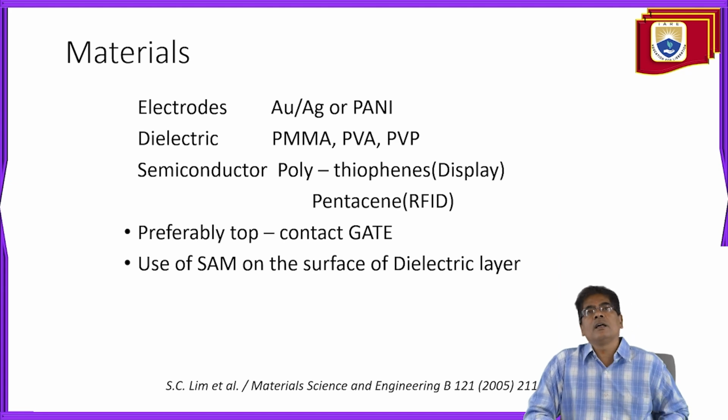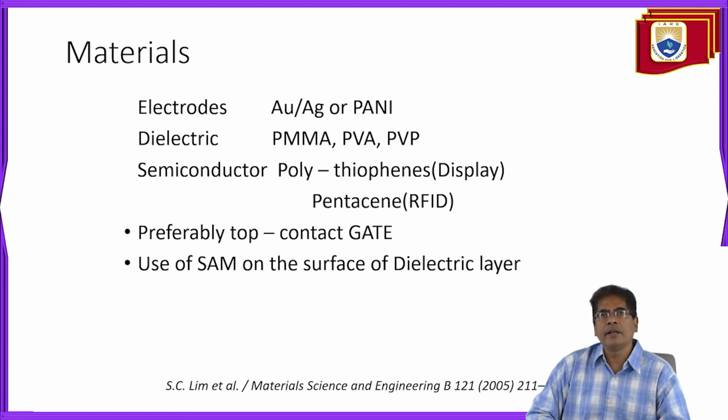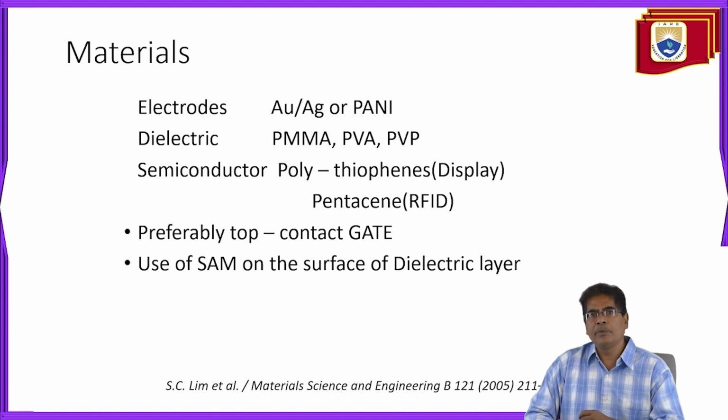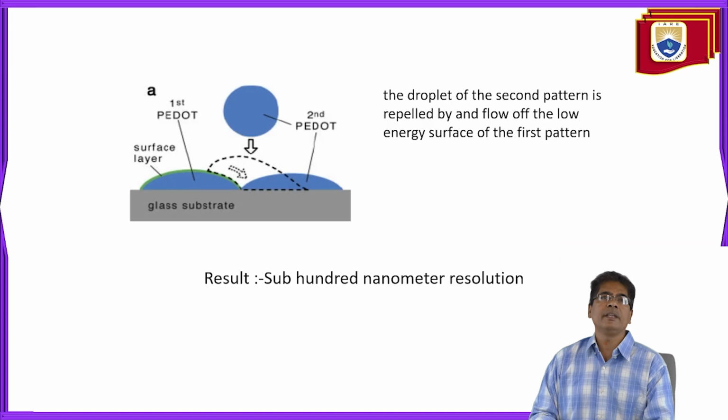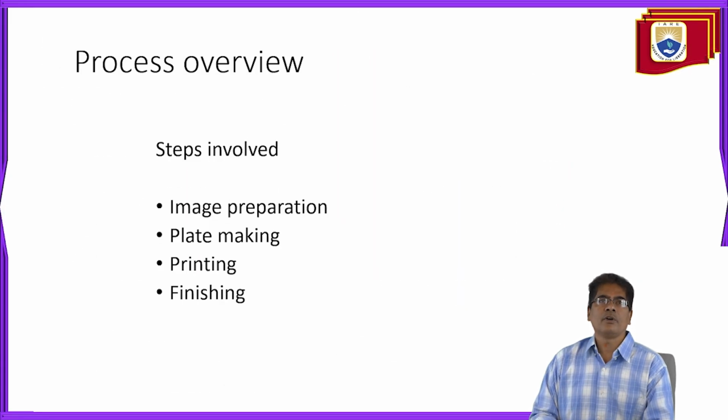The materials used are electrodes such as Au, Ag or PANI, dielectric materials like polymers, and semiconductors such as polythiophenes for displays and pentacene for RFIDs, and preferably top contact gate with use of SAM on the surface of the dielectric material. These are some of the materials we need to understand regarding the process involved.